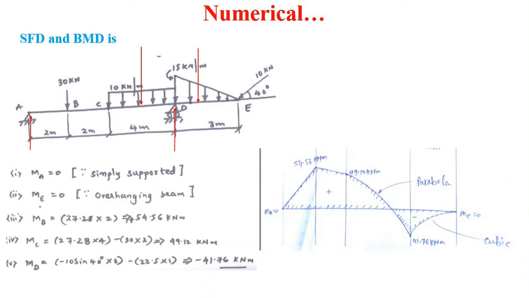So moment at A and moment at E is equal to 0. So draw one horizontal line here. Okay, locate the moment at A. Here MA is equal to 0. This moment at E, ME, is equal to 0. Okay, locate the moment at B. This MB is equal to plus 54.56 kilonewton meter. The moment at B is equal to this. Locate this point.